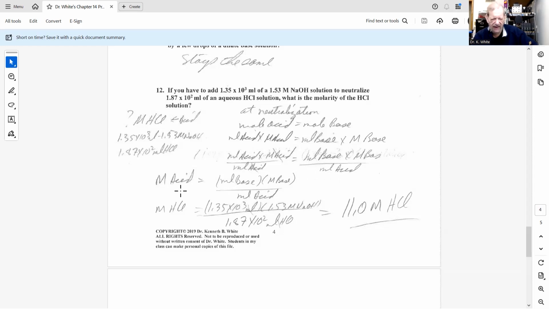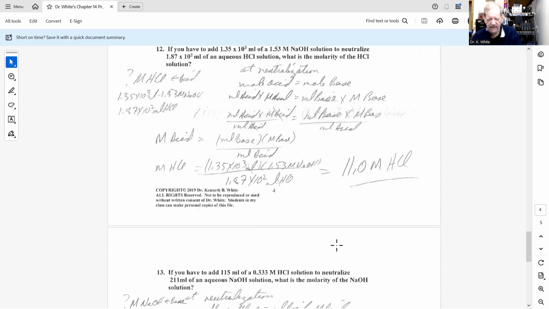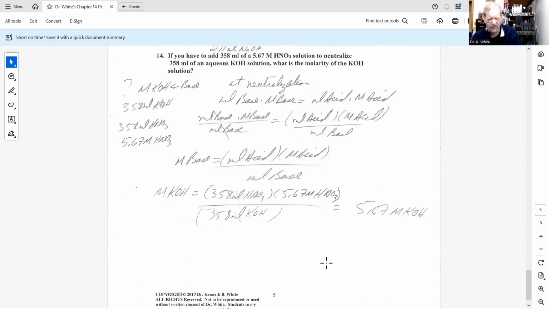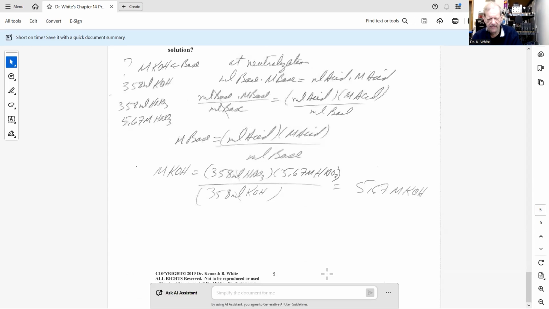So now I rewrite it: molarity of acid equals milliliters of base times molarity of base divided by milliliters of acid. Put it in there. My answer is 3 significant figures, 11.0 molar HCl, and you could have written it 1.10 times 10 to the 1 molar HCl. And I have some more neutralization problems.